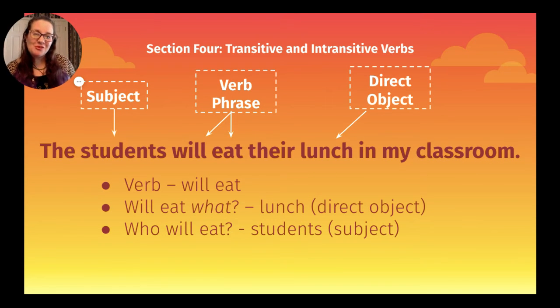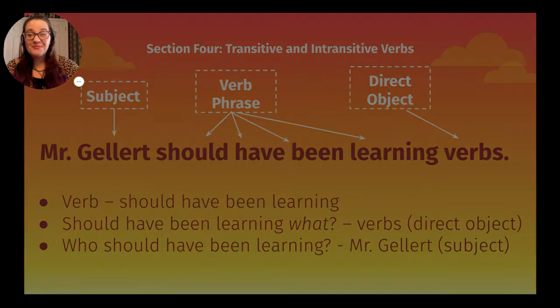So let's take a look at a couple more sentences. The students will eat their lunch in my classroom. So in this case, we have a verb phrase. Eat is our main action verb. Will is from our helping verb list. Will eat is our verb phrase. Remember, it's giving us that future tense. They haven't done it yet. The performer of the action, who is going to eat, is students. That's our subject. And then we look at, okay, well, students are eating. They will eat. What is going to receive the action of the students eating? Students will eat what? They will eat lunch, making lunch our direct object in this sentence.